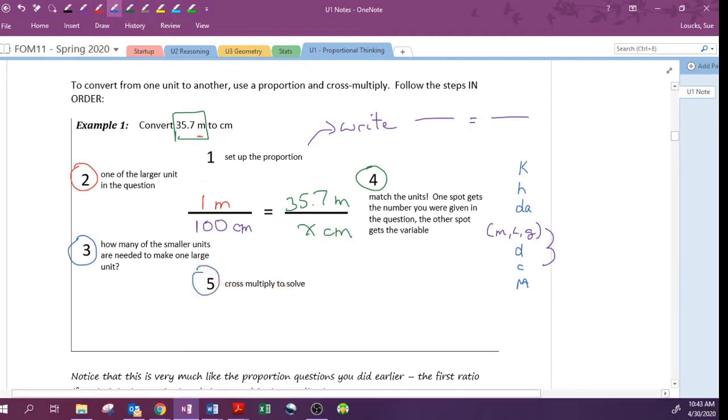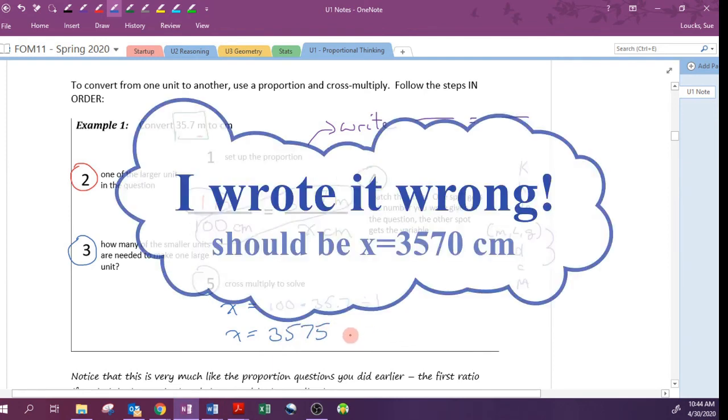All right. Last step. I'm going to cross multiply to solve. So X equals 100 times 35.7 divided by 1. Right? Multiply the pair, divide the spare. So you multiply the two numbers that are diagonal across the equal sign. Doesn't matter where the variable is, you're always multiplying the two that are diagonal across the equal sign, and you divide by the other one. And we get an answer, 3570 centimeters.